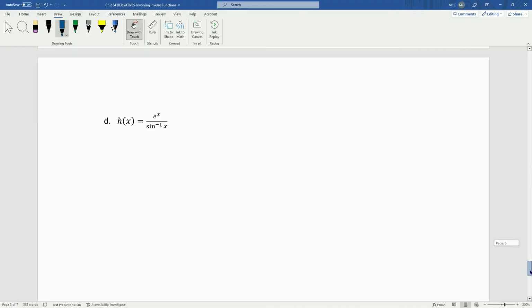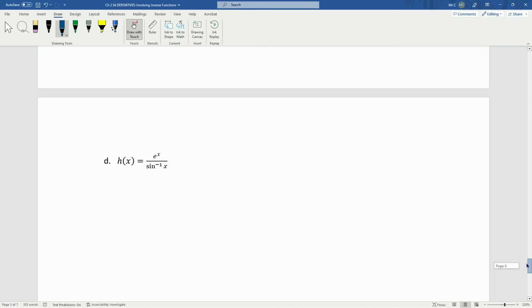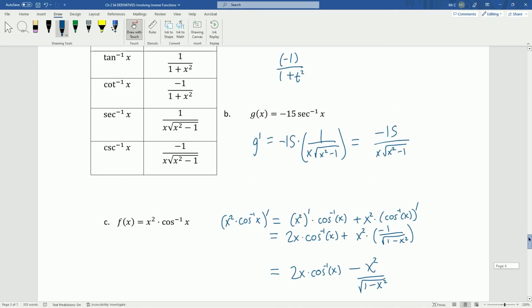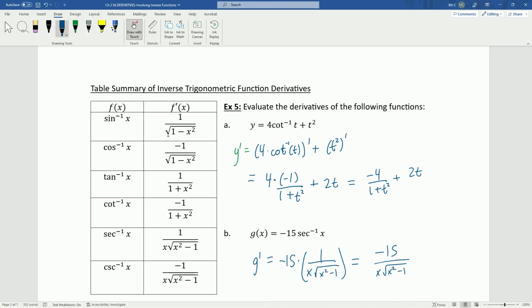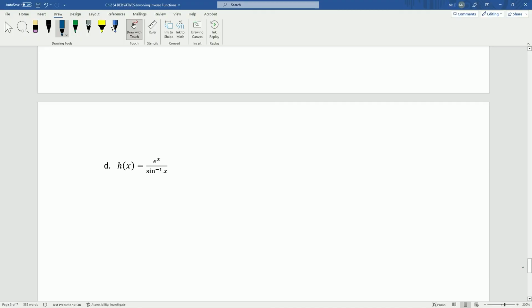Let's take a look at this one down here. E to the x over sine inverse of x. So we know that the derivative of e to the x is e to the x. We know the derivative of sine inverse of x is 1 over the square root of 1 minus x squared. So we're going to need both of those derivatives.